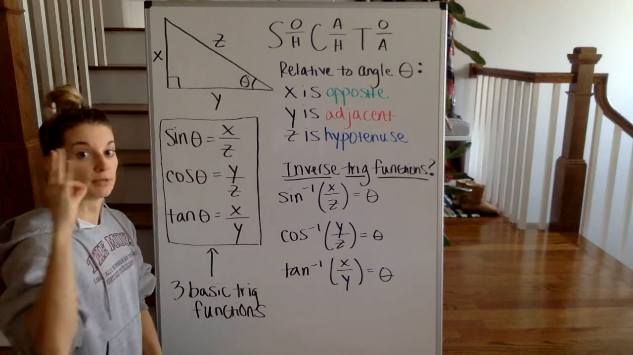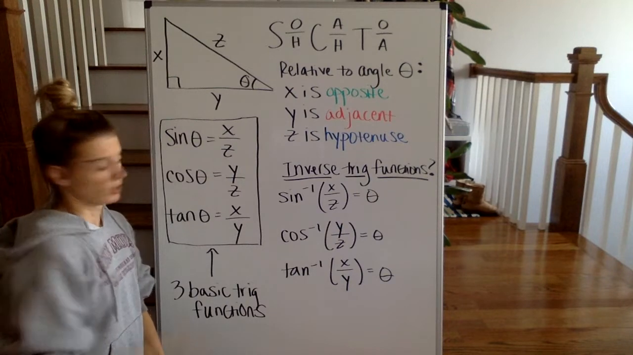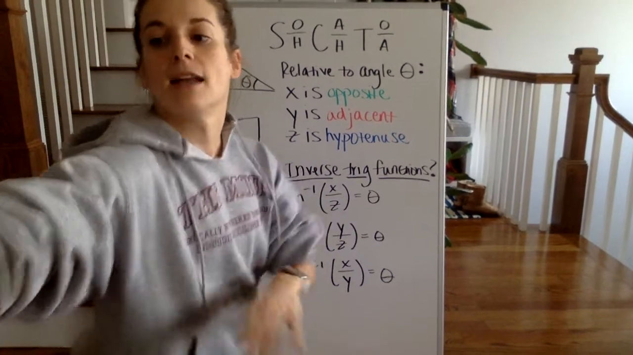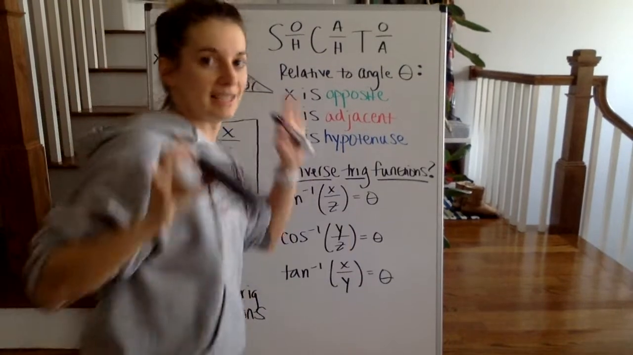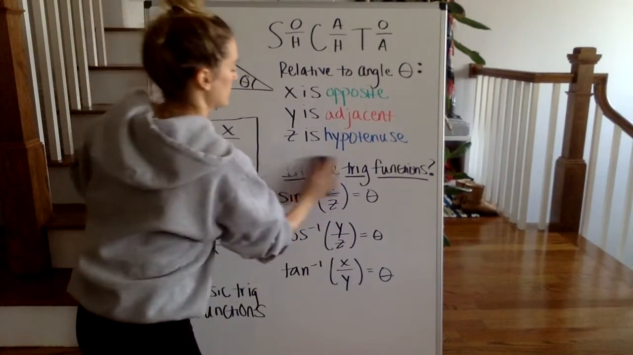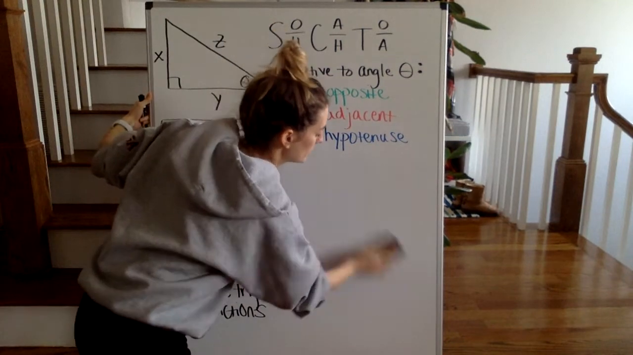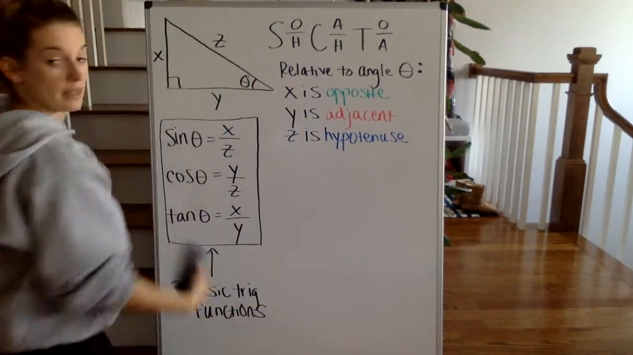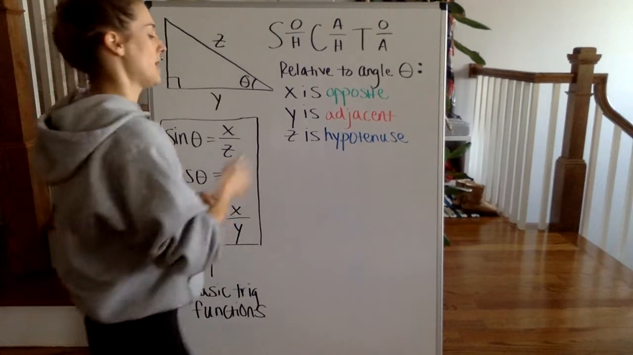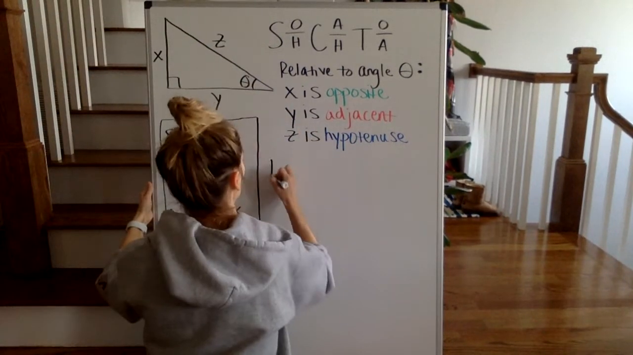These are not inverse trig functions. There are three reciprocal trig functions. All right, so I'm going to erase this, and that's an important difference. Inverse and reciprocal mean different things here. I'm going to keep up our three basic trig functions, sine, cosine, and tangent, and now we're going to talk about reciprocal trig functions.